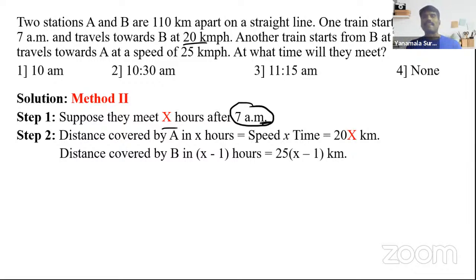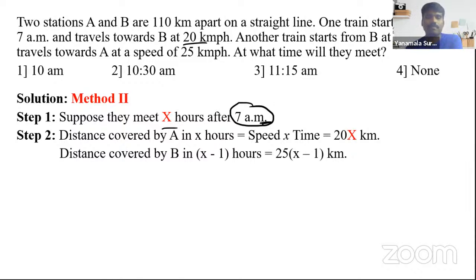See, the train is starting at 8 a.m. Do you know that at 7 a.m. it also travels with the same speed? No, we don't know, but logically we can go ahead like this also. Okay, so 25 into x minus 1. Clear. Now they have only given the total distance equal to 110 kilometers.